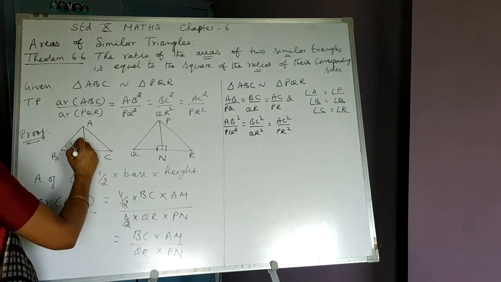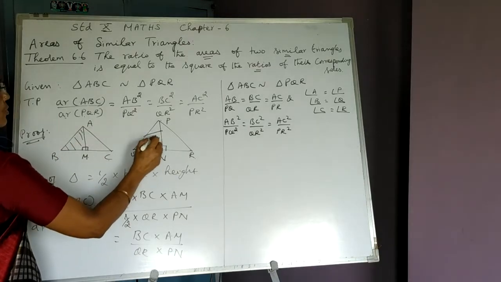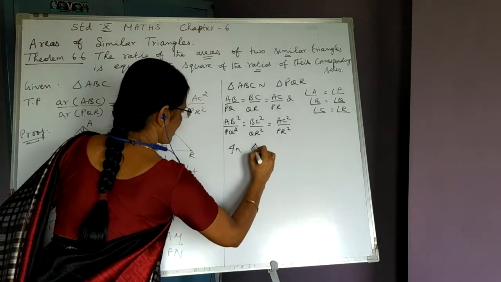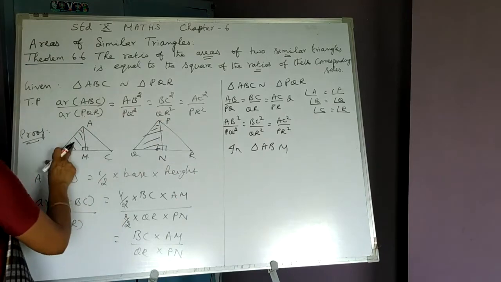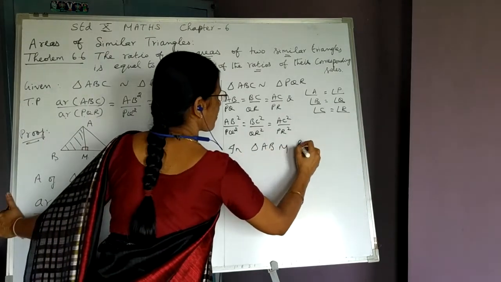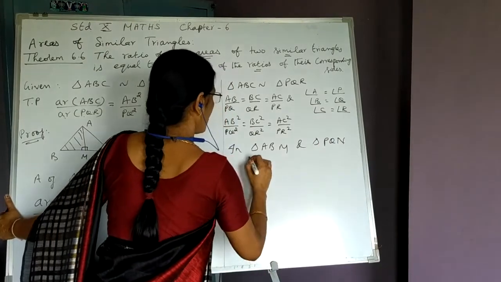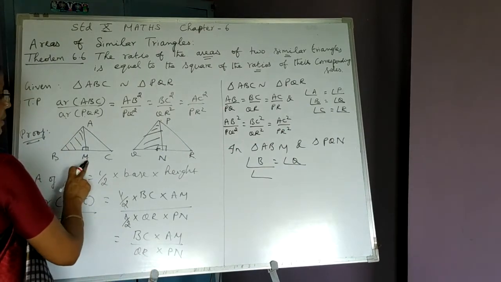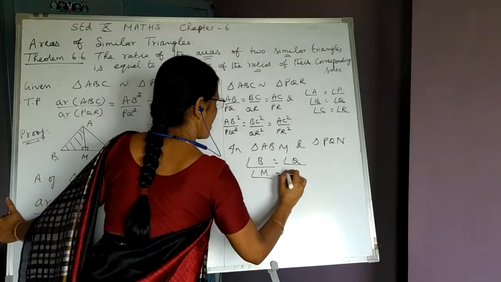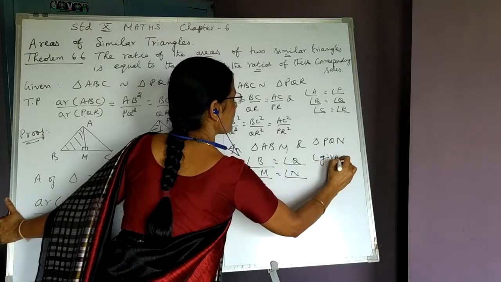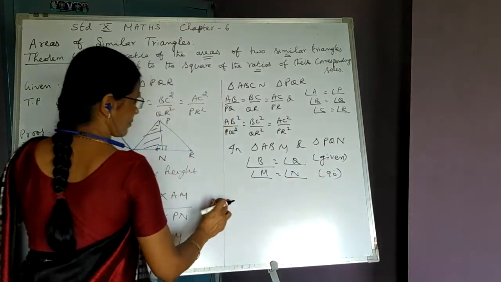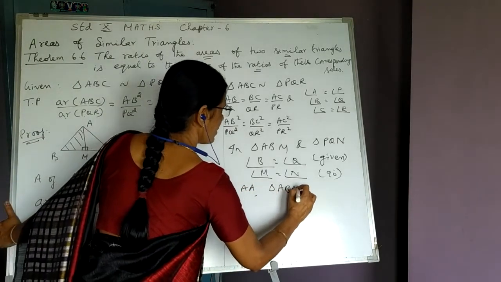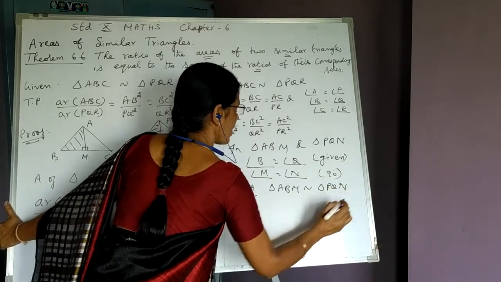Now we are going to prove these two triangles are similar. To prove the result, we need to prove these two triangles are similar. So which are the triangles we have taken? Triangle ABM and triangle PQN. We know angle B is equal to angle Q, and M is 90 degrees and here N is 90 degrees. So M is equal to N. This is given, and this is 90 degrees. Therefore, by AA criterion, triangle ABM is similar to triangle PQN.